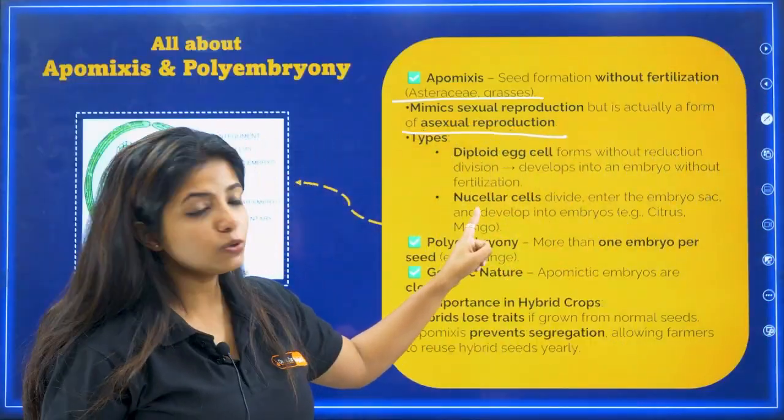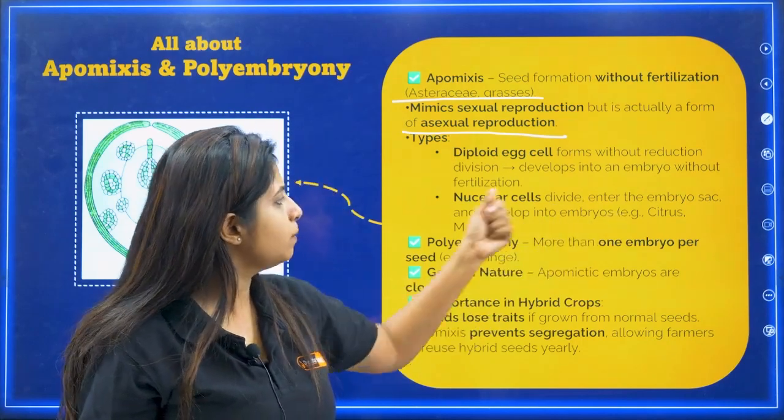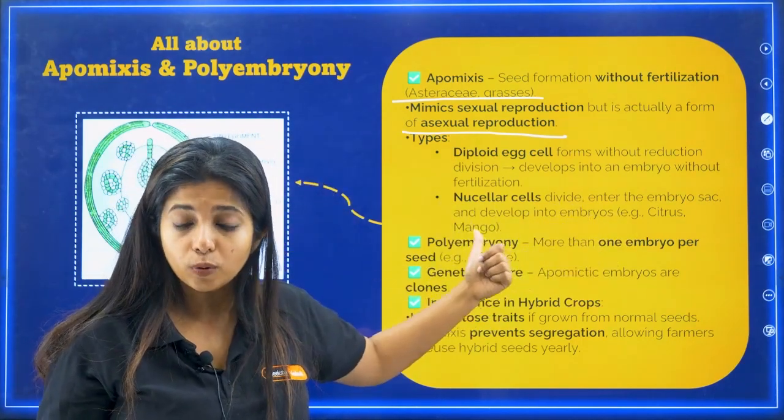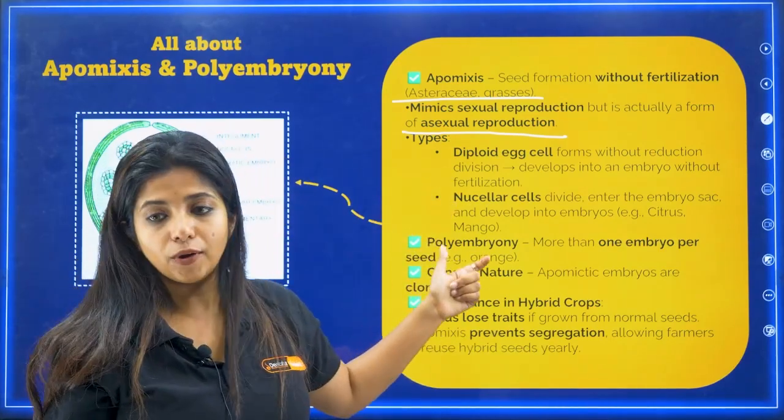That is nucellar cells, the cells outside. The nucellar cells divide, enter the embryo sac and develop into embryos. You find it in citrus fruits and also in mango. Citrus fruits and also in mango. This is known as polyembryony.